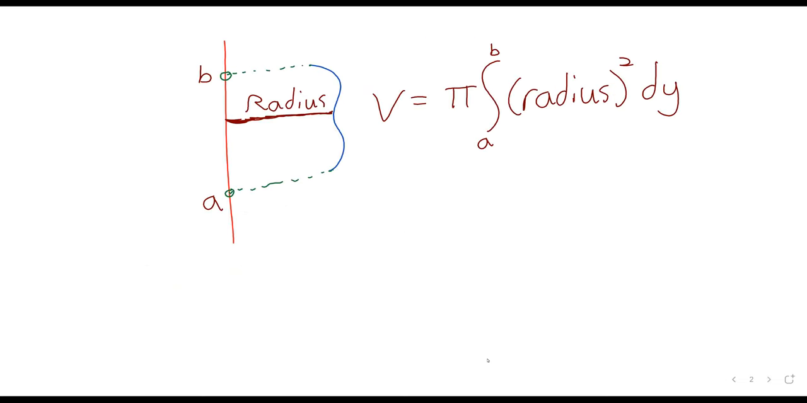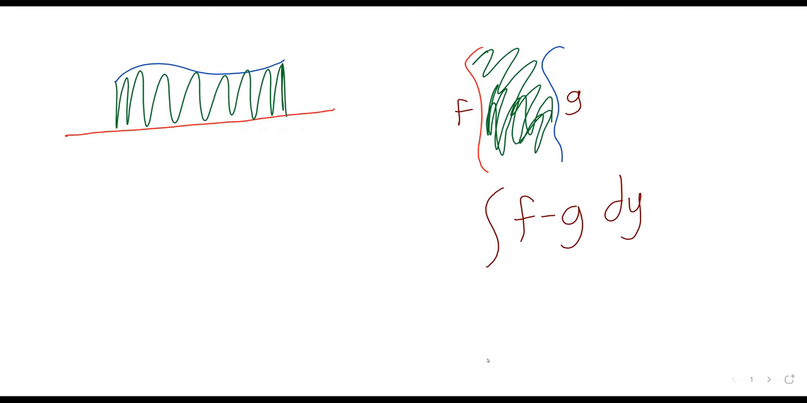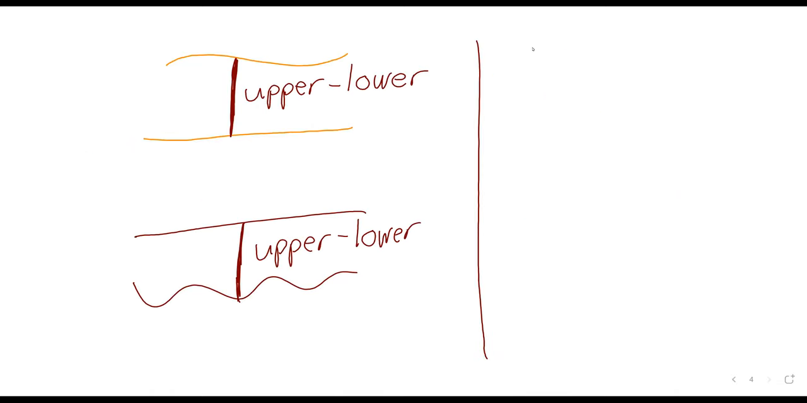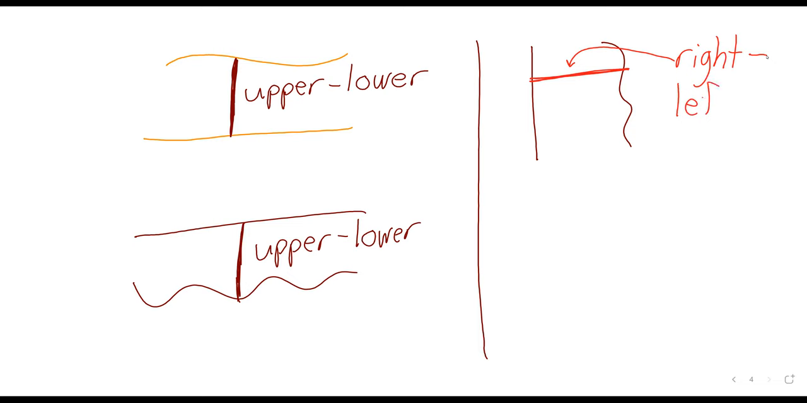And again, very similar, when we were finding areas, we started with upper minus lower. And then when we looked at this case, it turned into right minus left. Same thing here. We have this radius, and this radius is going to be whatever's on the right minus whatever's on the left.